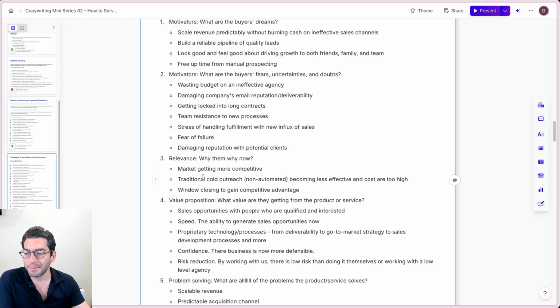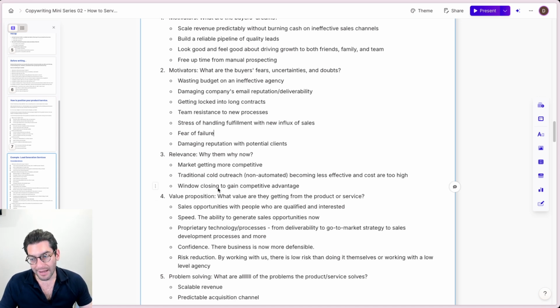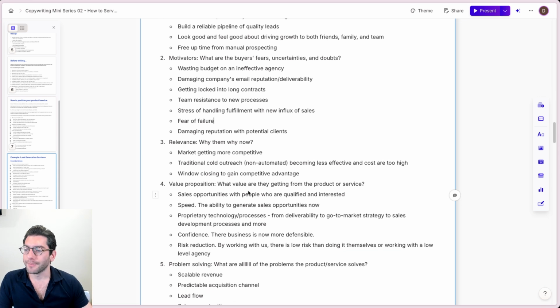Relevance. Why then? Why now? Because maybe the market is getting more competitive. Traditional cold outreach, non-automated, becomes less effective and costs are becoming too high, so businesses cannot sustain growth. It's becoming too expensive. The window is closing to gain competitive advantage. Every single day that you are not growing in your market, you are losing market share to your competitors who are growing. So a business that really wants to sustain needs to be aggressive with grabbing market while they can. So that's some relevance as to why then, why now.